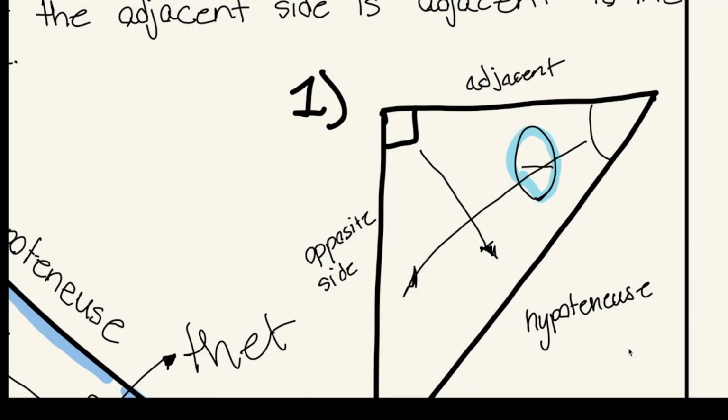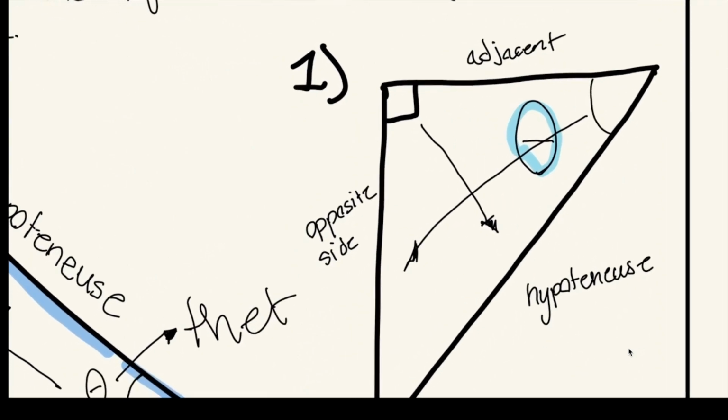And that's basically it on how to label. The other way you can figure out if it's adjacent is it's always adjacent to the angle theta also, because here's angle theta and it's just right here. So that's basically how to label a triangle.